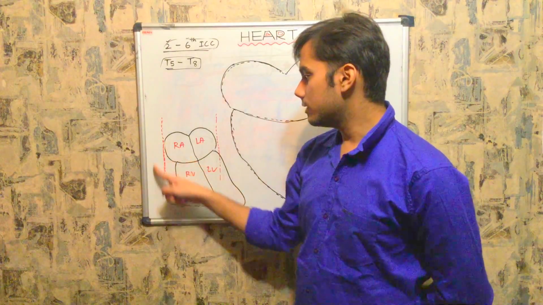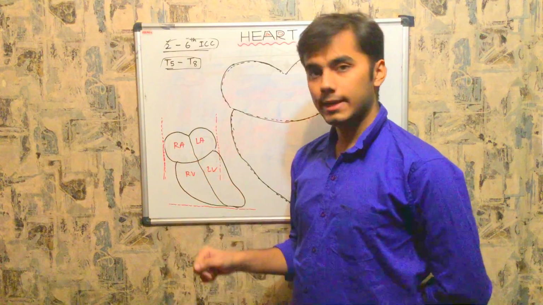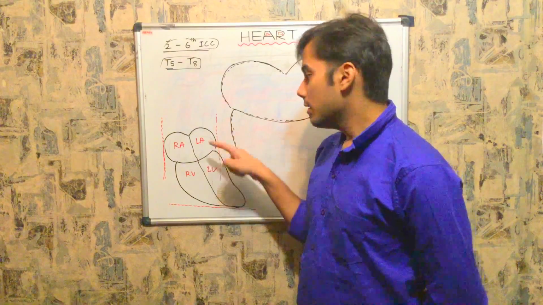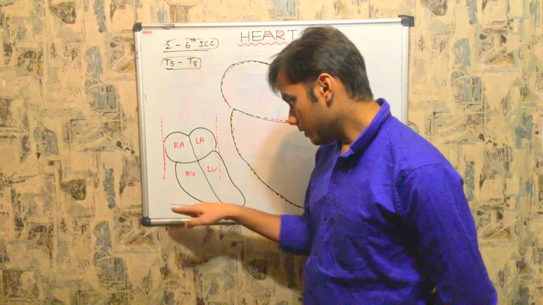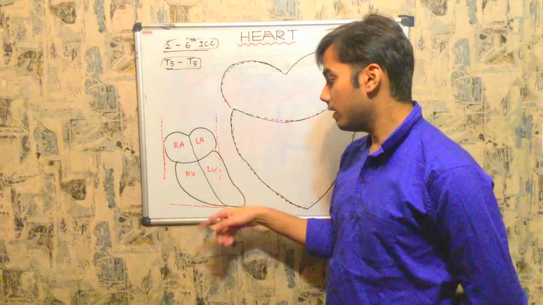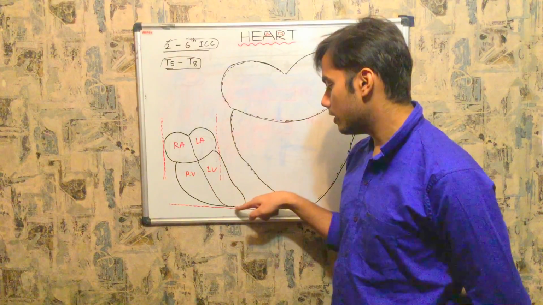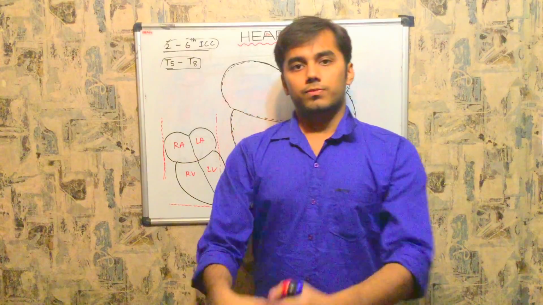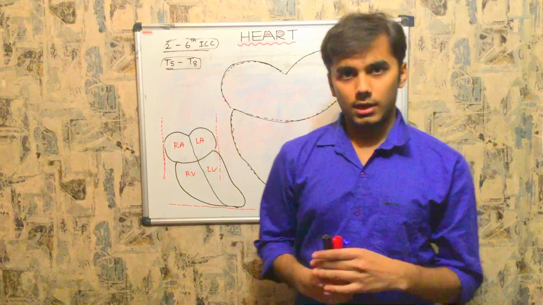So once again, the right border is formed by the right atrium, the left border is formed mainly by the left ventricle and partially the left atrium, whereas your inferior border is mainly formed by the right ventricle and partially your cardiac apex, right? So this is your general topography of your heart, right?